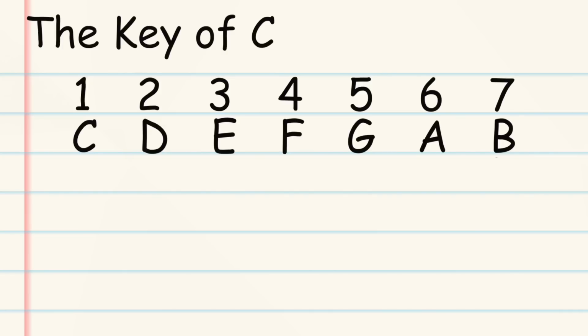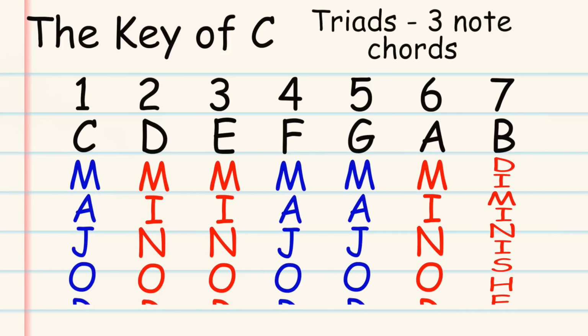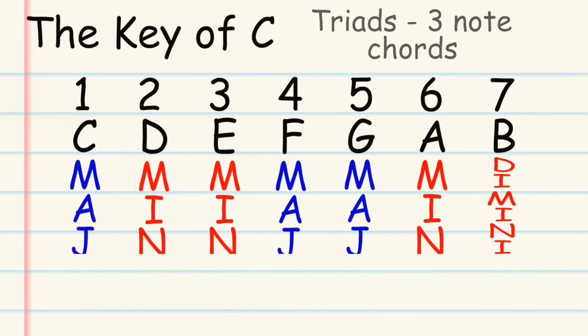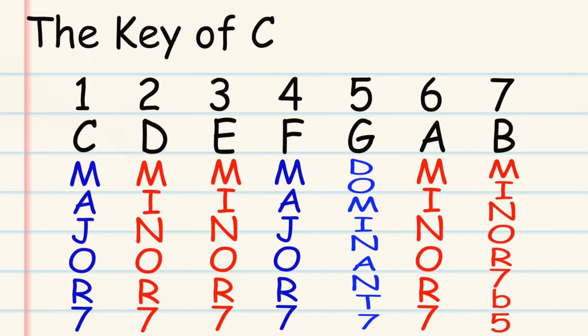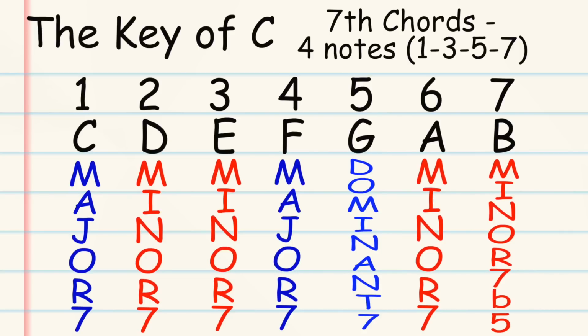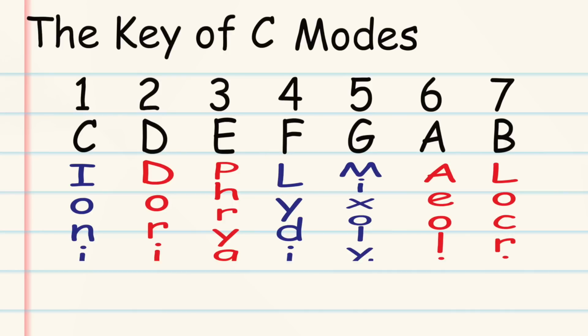Now, just like chords, we've been doing a lot of chord videos, any of these 7 notes can become a different triad chord, a different 3-note chord, either major, minor, or diminished. Now, if you go one step further, any of these notes can become a different 4-note chord, a 7th chord, right? We've done those in a couple videos too. Now, another step further, any single one of these notes can become a mode.